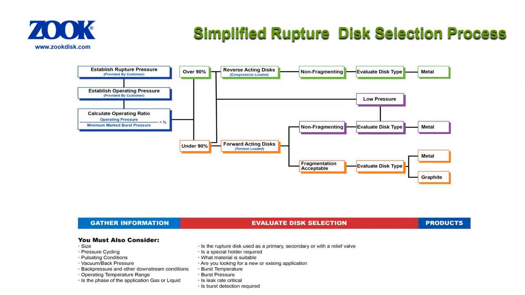Some of the considerations are: is the process medium liquid or gas? Eliminate designs that are not suitable for the specified medium. Burst pressure: eliminate designs that are not available at the desired burst pressure. Size: eliminate disks that are not available in the specified size. Burst temperature: eliminate designs that are not serviceable at the desired burst temperature. One last check to make sure you have not overlooked anything, and you are done.